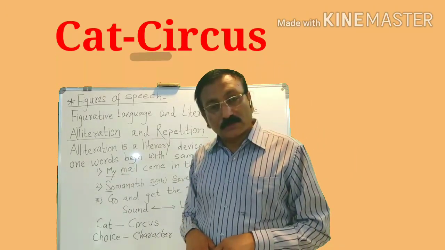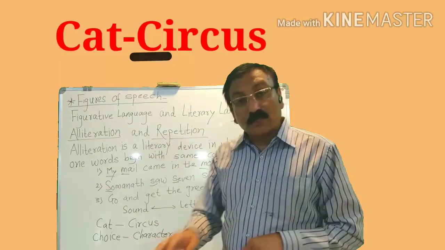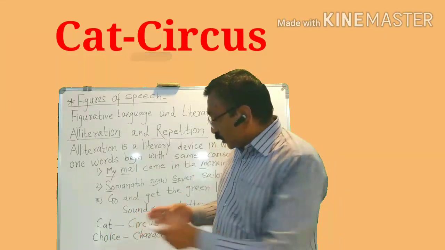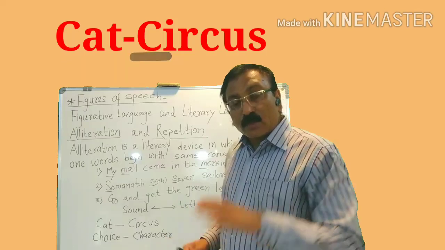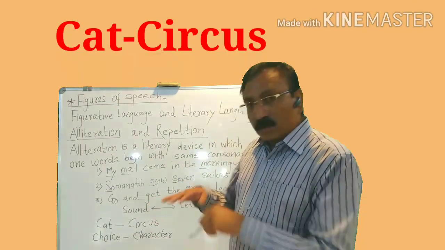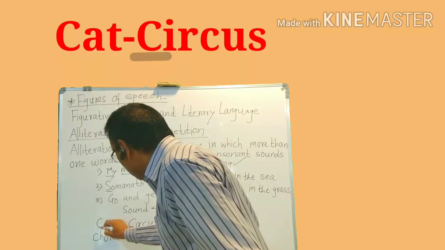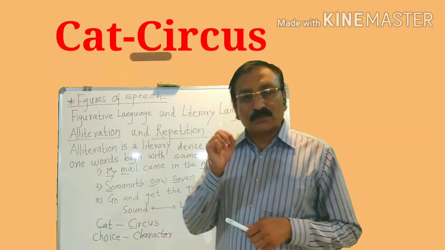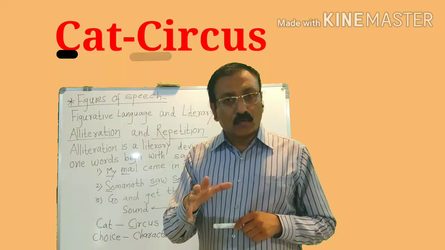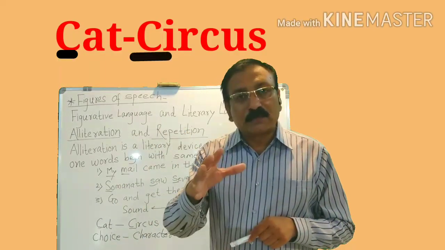The second word, circus, begins with the same letter C, but the sound produced by this letter in this word is S. And therefore, if these two words occur in the line of the poem, we cannot call that line an example of alliteration, because though apparently there are the same letters in the beginning of these two words, cat and circus, the sounds produced by the same letter C in these two words differ from each other, and therefore we cannot call that particular sentence or line in which these two words occur an example of alliteration.